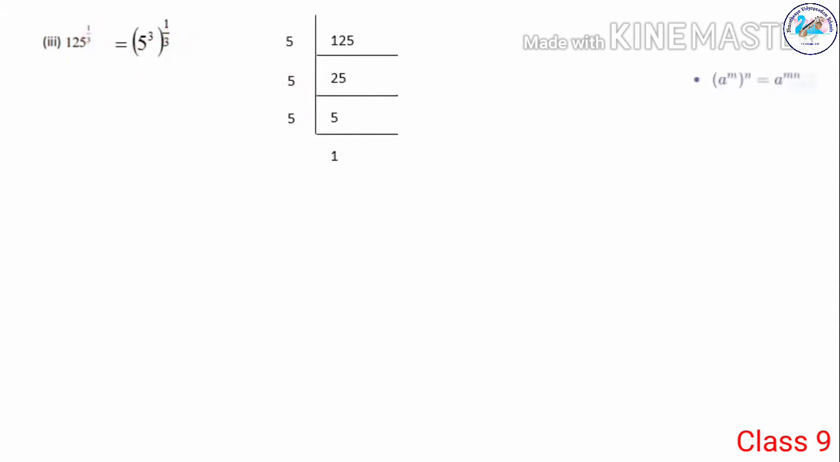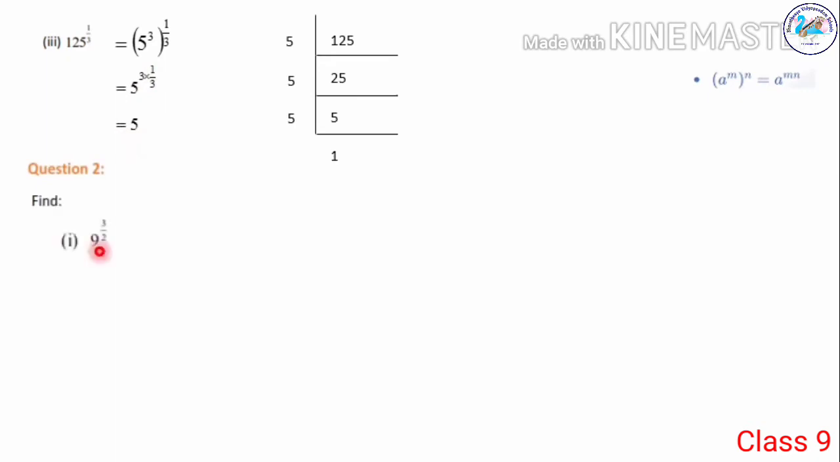That is equal to again the same formula, a power m the whole power n is equal to a power mn. That is 5 power this 3 and 1 by 3 we have to multiply. 3 into 1 by 3, again 3 will be cancelled and the final answer will be 5 power 1, that is 5.